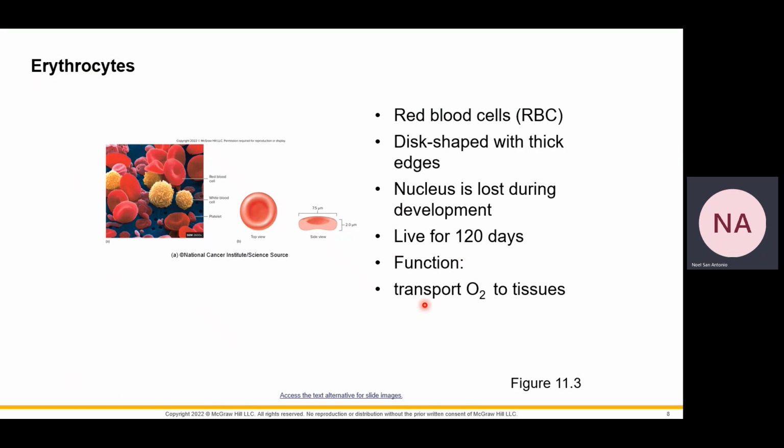And as we have seen in our discussion of the respiratory system, the function of our red blood cells is primarily to transport oxygen into the tissues. Okay? Since the red blood cell has this shape with thick edges, it makes the red blood cell very, very flexible so that it is able to fold and fit even into the smallest and tiniest capillaries of the body.